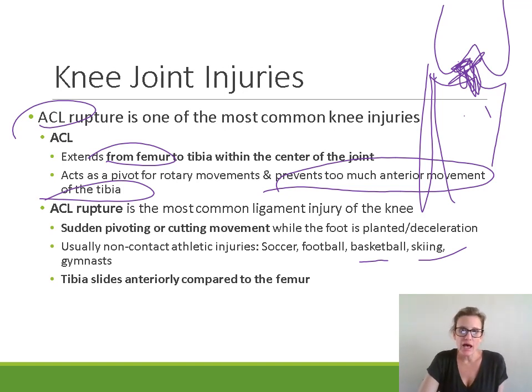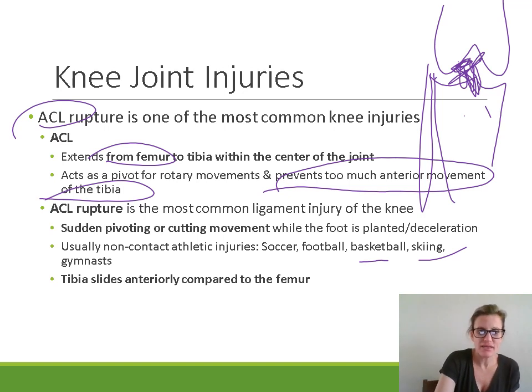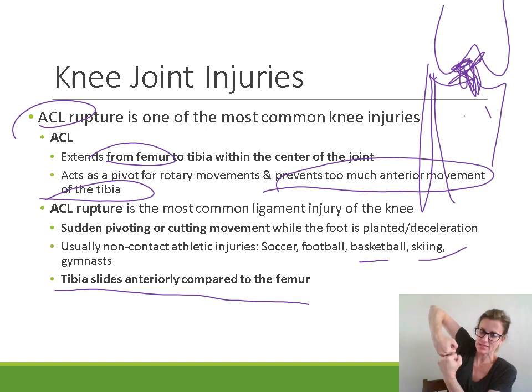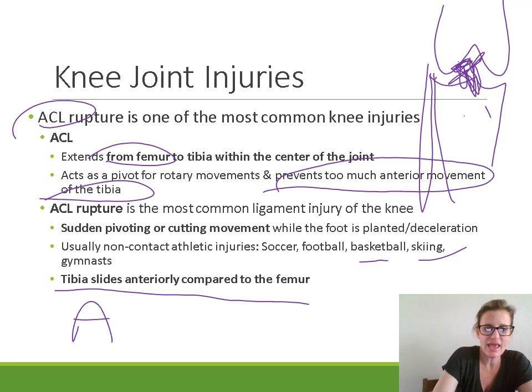When we see a patient with an ACL rupture, the tibia slides anteriorly on the femur. So normally the condyles should match up with each other. And remember, we said that the ACL keeps the tibia from moving forward too much. But if there's a tear, it can't do that, and the tibia slides forward like this. So if this is my femur, on the bottom is the tibia. Instead of being lined up, the tibia slides forward. That's called an anterior drawer sign.